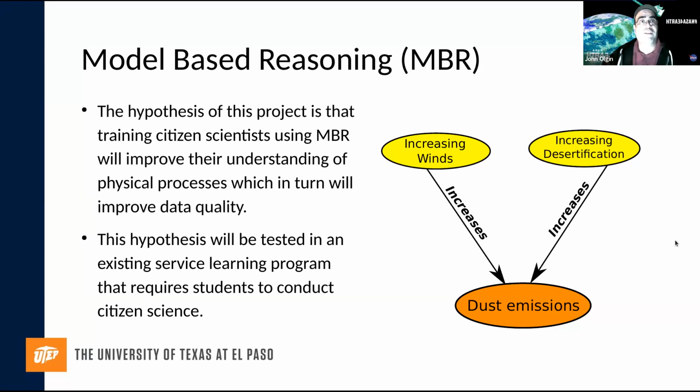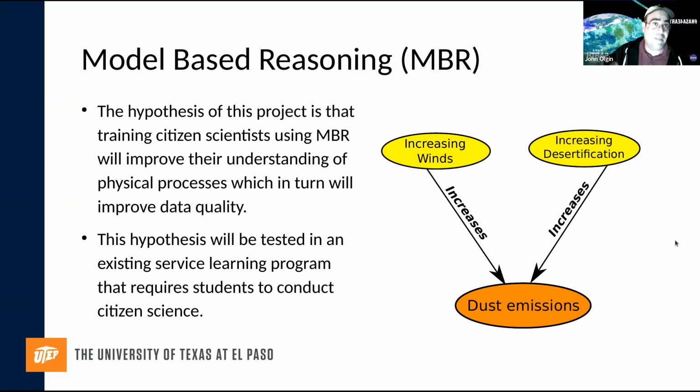And so you make these little connections, and that's what the model-based reasoning does. It builds these connections such that you can then connect them with these arrows, and it goes right down to where it says dust emission. So increasing winds increases dust emissions. I mean, that's a very basic thing.